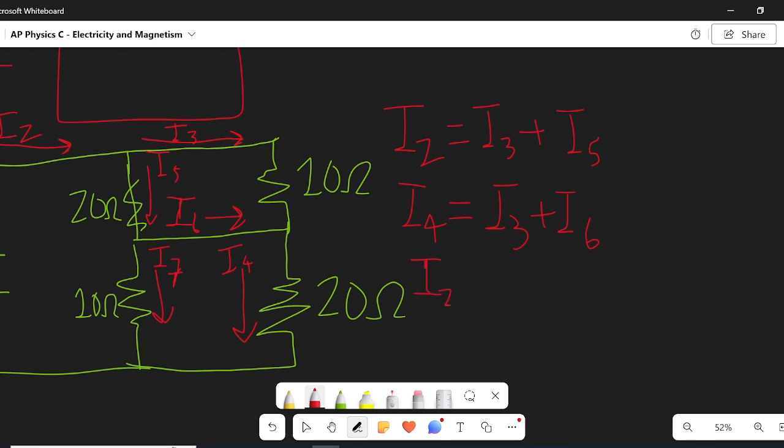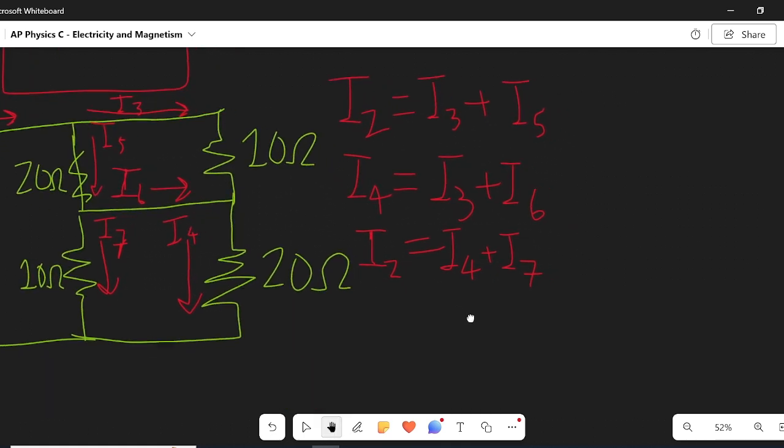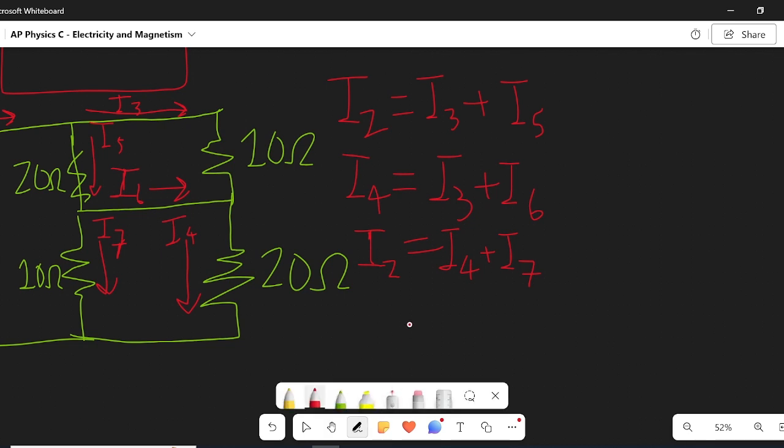I2 equals I4 plus I7, right? And I think that's... no, we can have one more node equation. I5 splits up into I6 and I7, right?